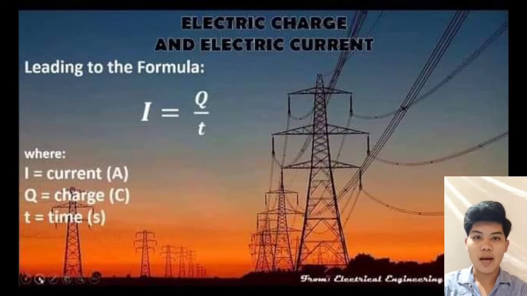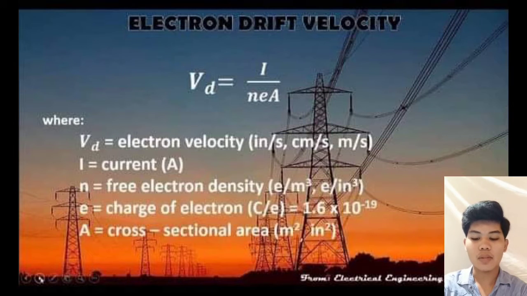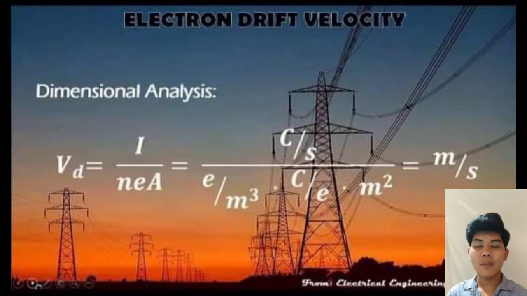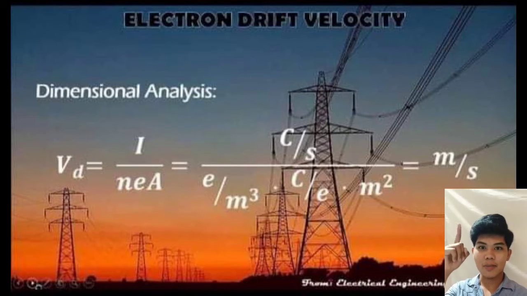Leading to this formula, I equals Q over T, where I is current, Q is the charge, and T is the time. And for electron drift velocity, Vd equals I over NEA, where Vd is electron velocity, I is current, N is free electron density, e is the charge of an electron, and A is the cross-sectional area. In dimensional analysis, this is the formula.